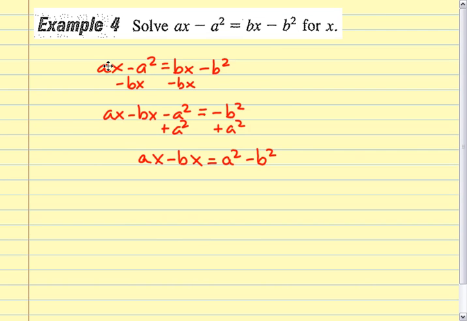What do you think? I have to factor it. What goes into both of these? X. So it's x times (a minus b) is equal to a squared minus b squared. Getting there, right, Steele? What do I need to do now?